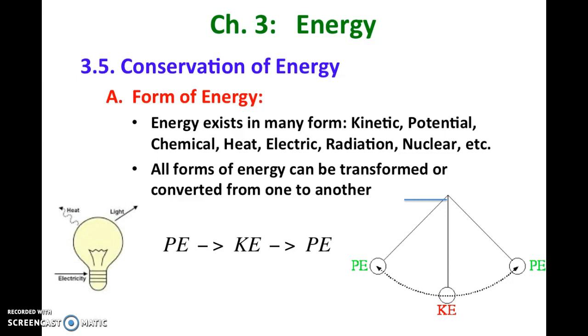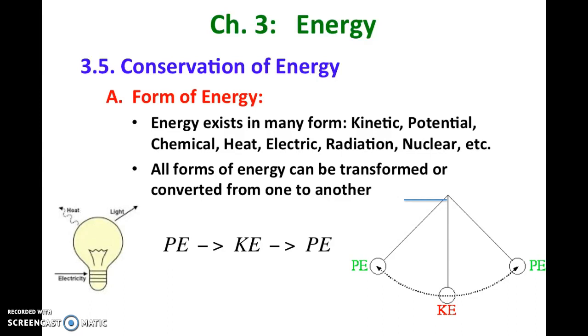Section 4 is about conservation of energy. Energy exists in nature in many forms such as kinetic, potential, heat, chemical, radiation, nuclear, and so on. All forms of energy can be transformed or converted from one to another. For instance, the pendulum's back-and-forth motion transforms its energy between potential energy and kinetic energy.